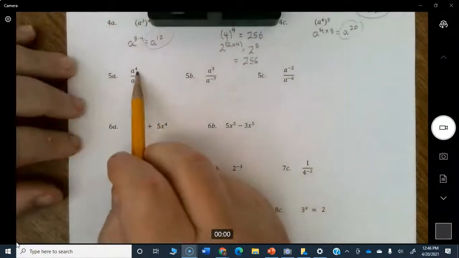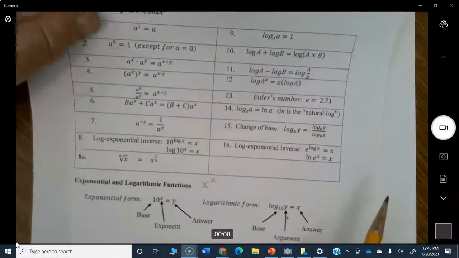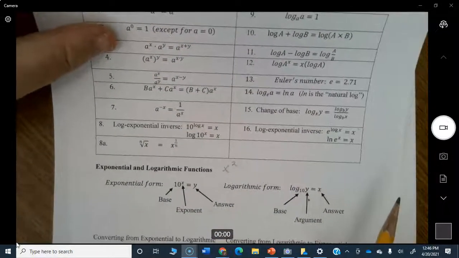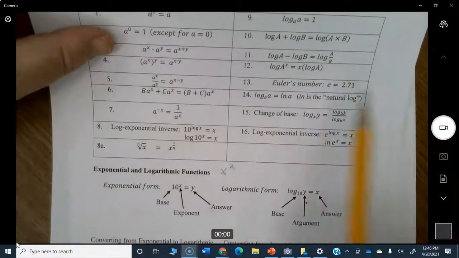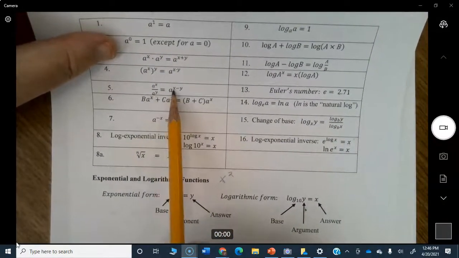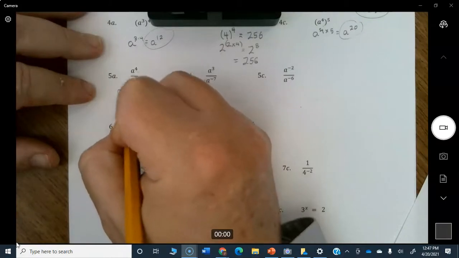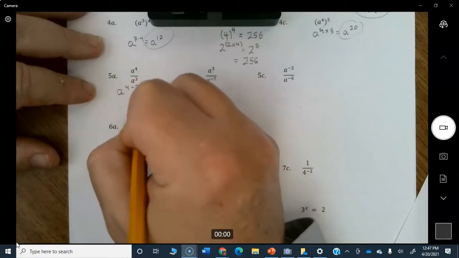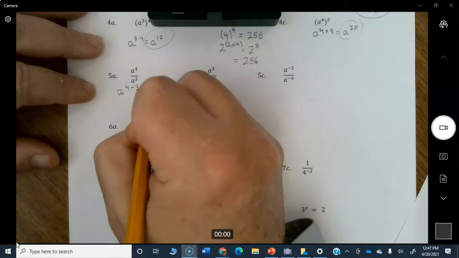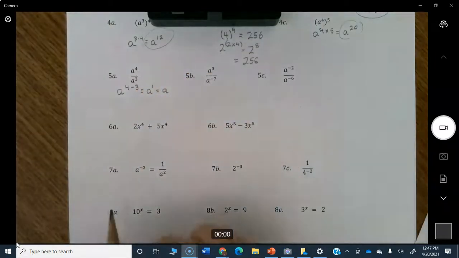A to the 4th divided by a to the 3rd. So this principle is this one right here, a to the x divided by a to the y equals a to the x minus y. So this is going to be equal to a to the 4 minus 3, which equals a to the first. And if you want, you could just write a equals a.